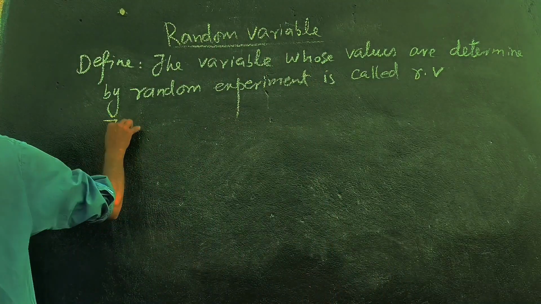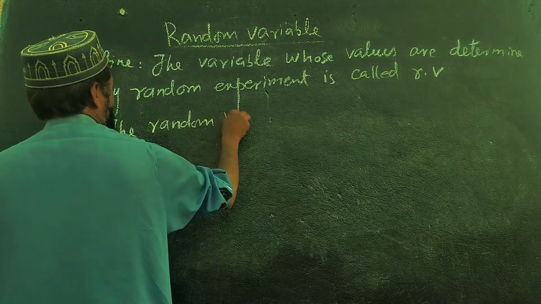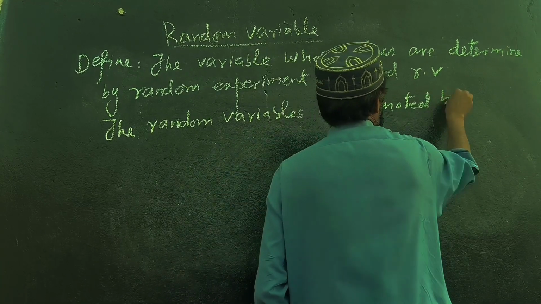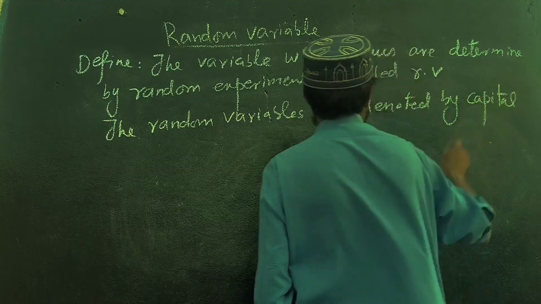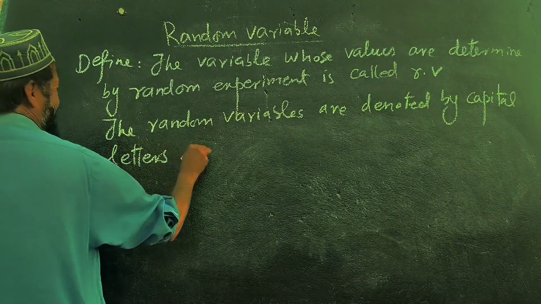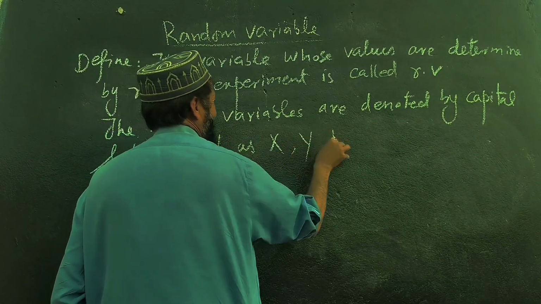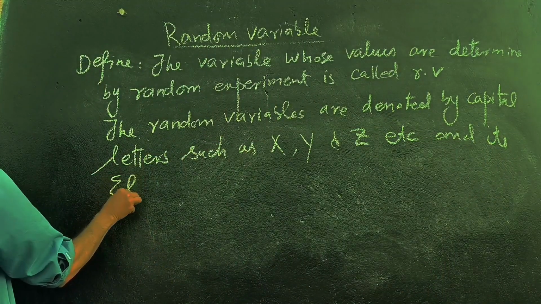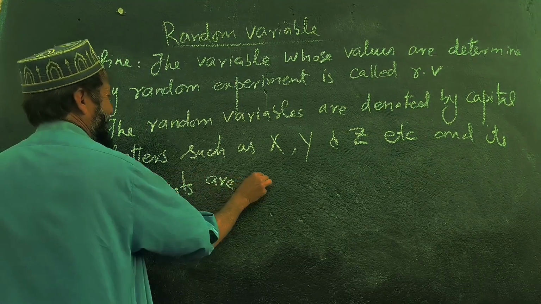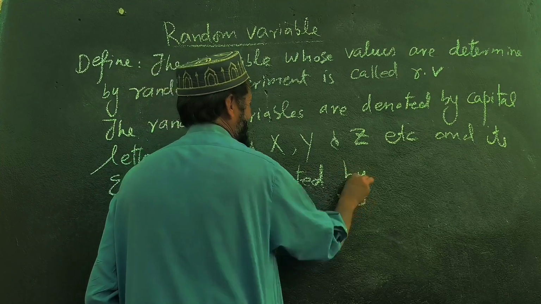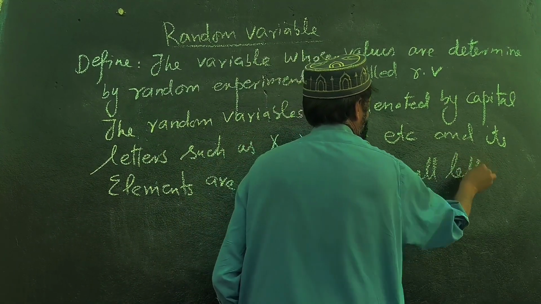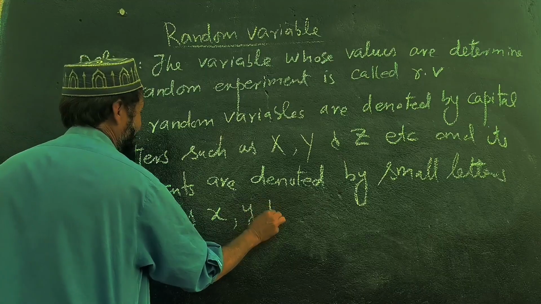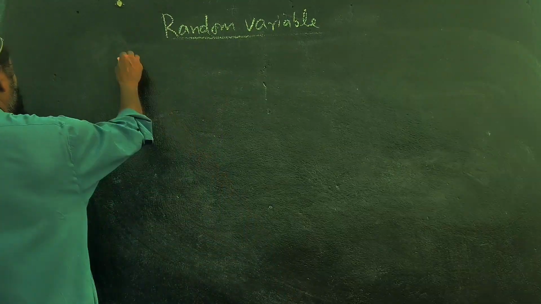So the random variables are denoted by capital letters such as X, Y, and Z, etc. And its elements are denoted by small letters such as small x, small y, and small z, etc. Example: a coin tossed two times.